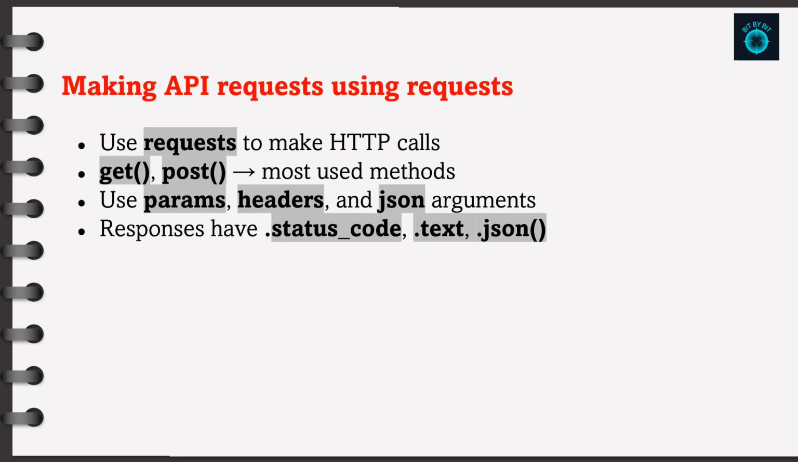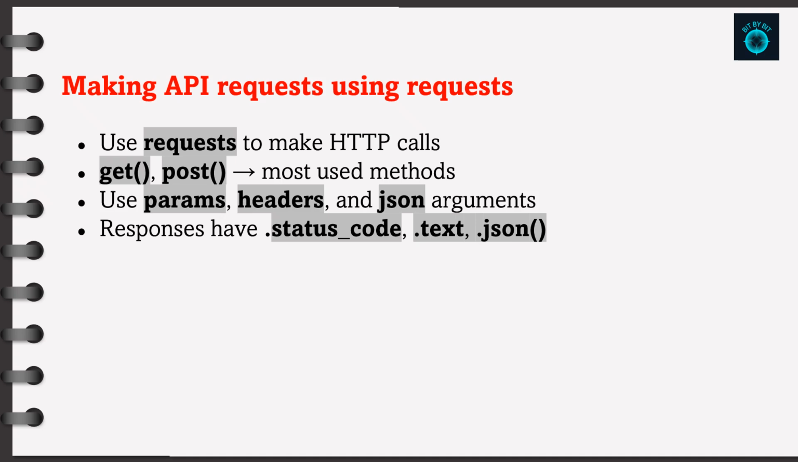When making these requests, we can send extra information. The params argument is used to pass query parameters in a GET request. These appear in the URL, like name equals Alice. The headers argument is used to send metadata, like API keys or content type. The json argument is used in POST requests to send a Python dictionary as JSON data.